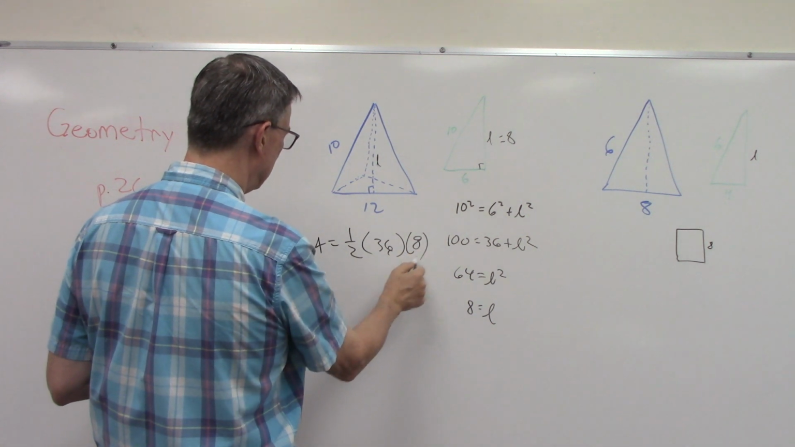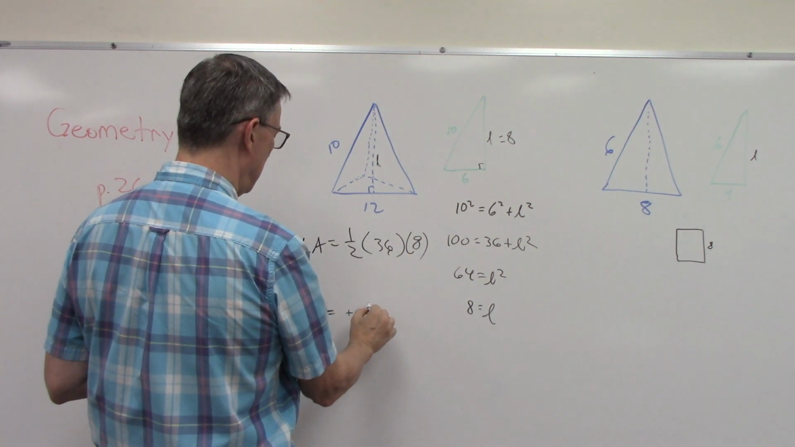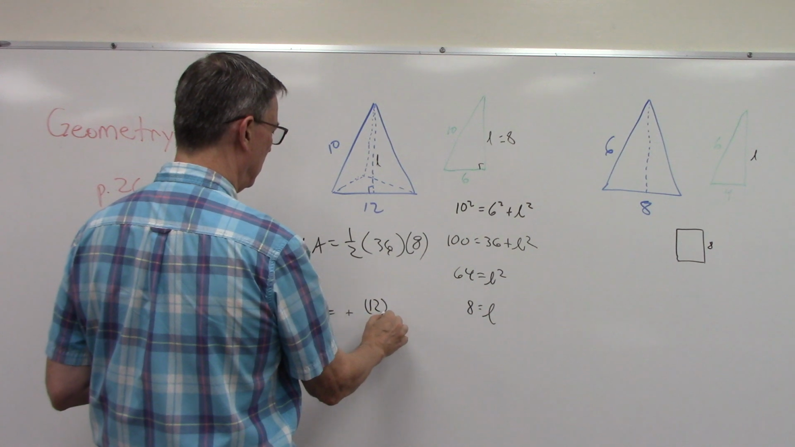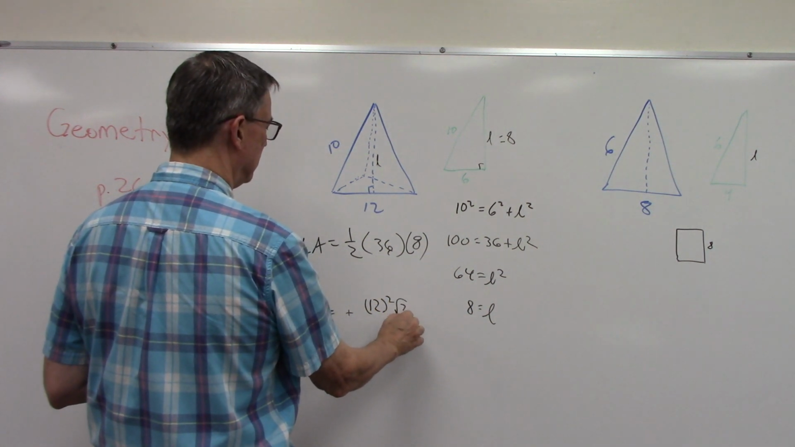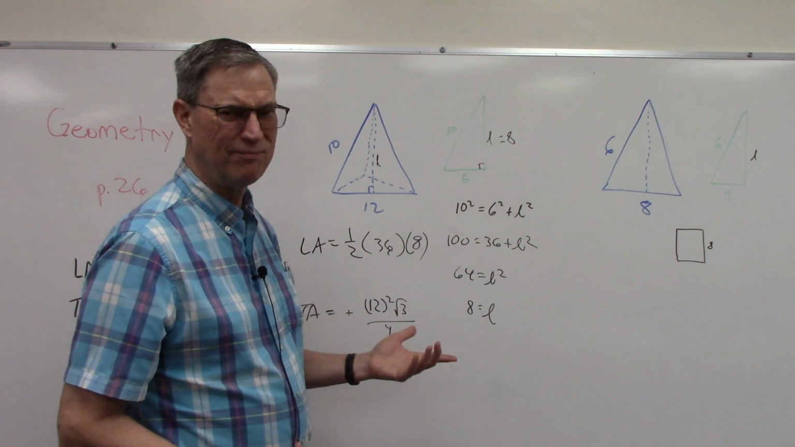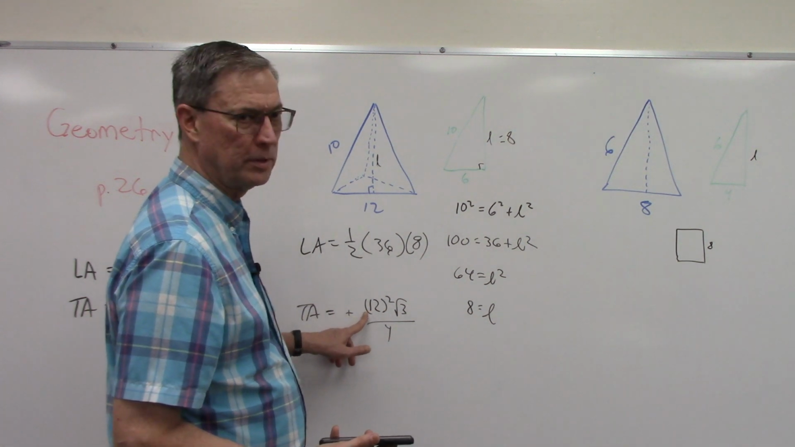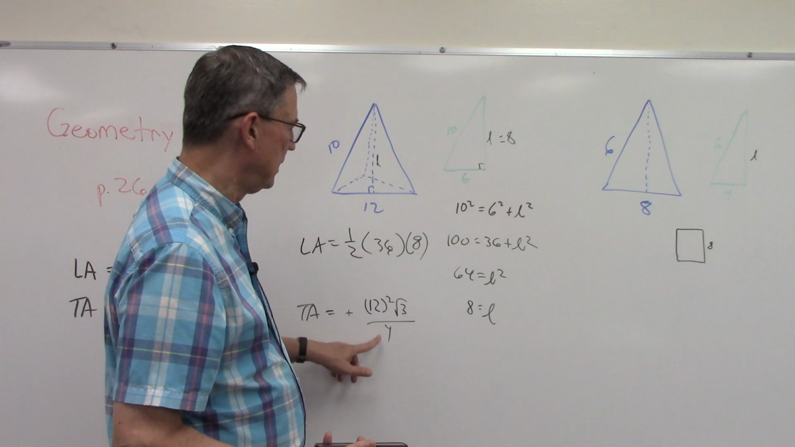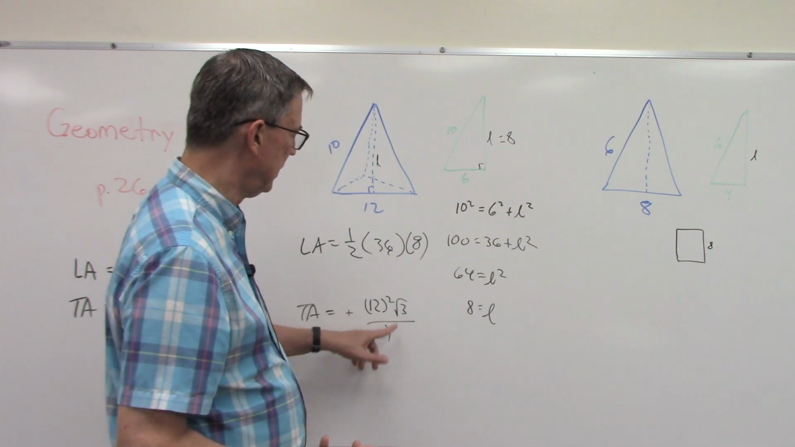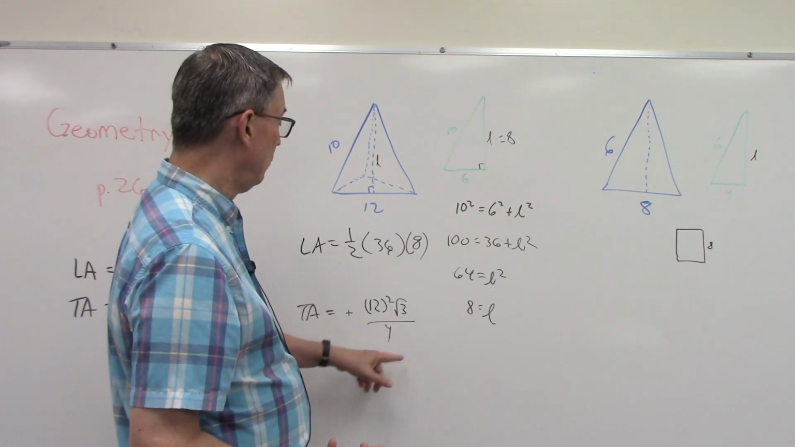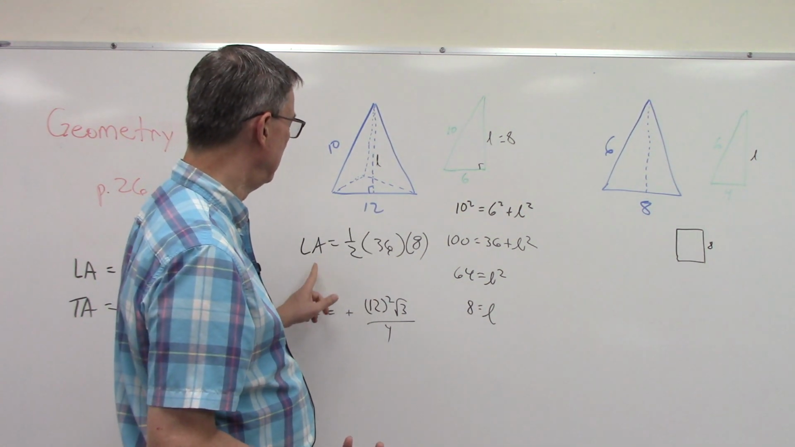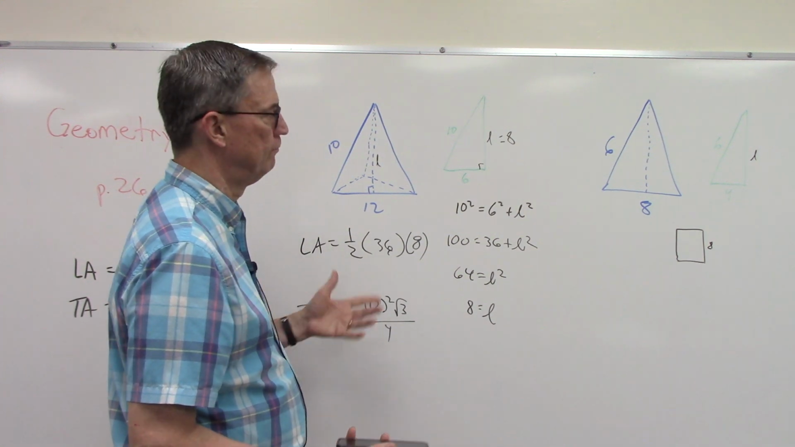Total surface area, you're going to take that answer and add the side squared. So one side is 12 squared times the square root of 3, and then divide by 4. And you might find it easier, you know what 12 squared is, right? So just take that and divide by 4 and get a number, and then multiply the square root of 3 times the answer to that. And that will be the area of that triangle base. And then we just add that to what the answer was for the lateral area, and you're done.